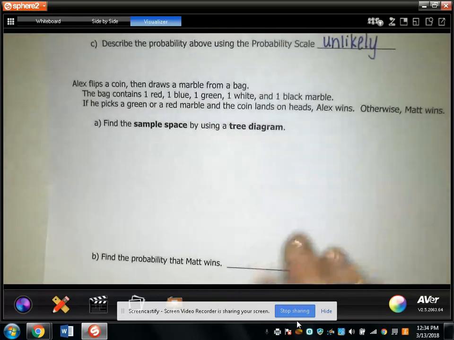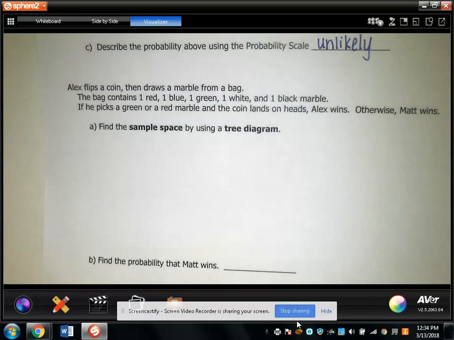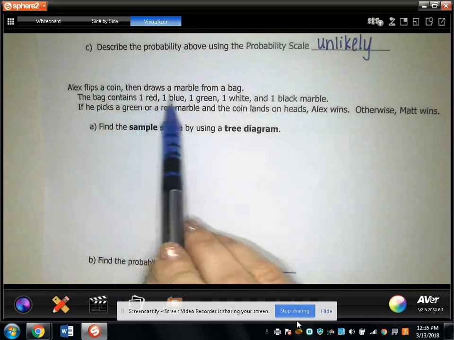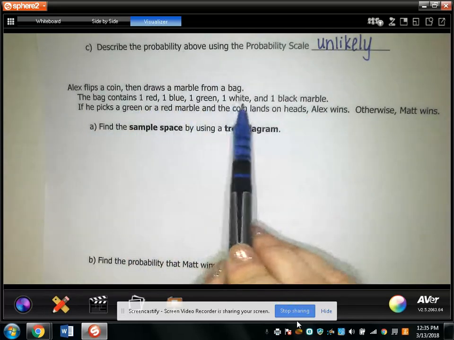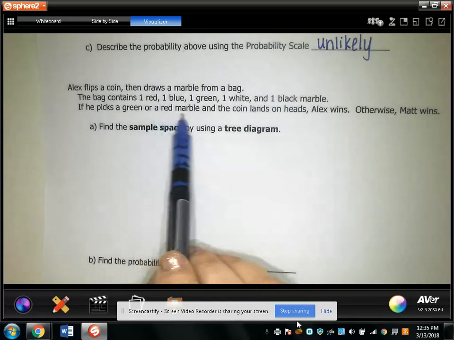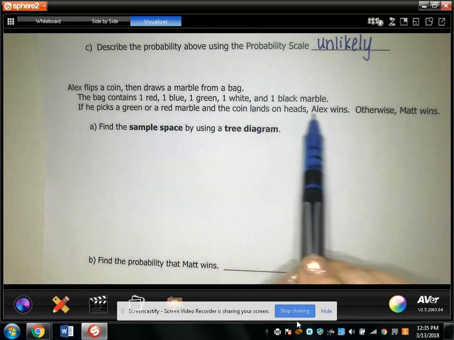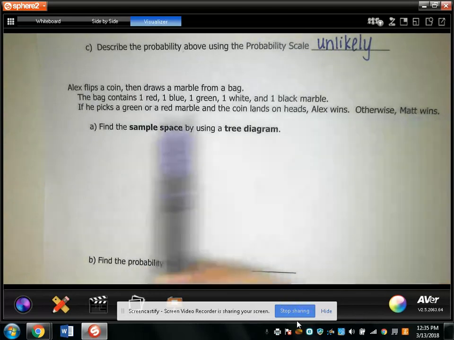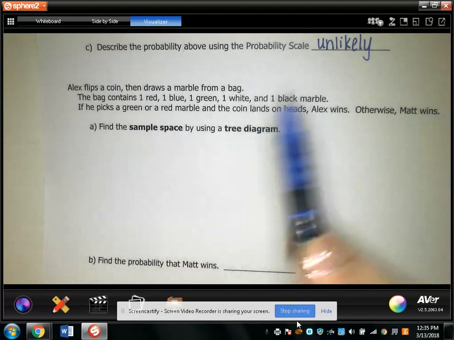All right, next one. Alex flips a coin, then draws a marble from a bag. The bag contains 1 red, 1 blue, 1 green, 1 white, and 1 black marble. If he picks a green or a red marble and the coin lands on heads, Alex wins. Otherwise, Matt wins. Find the sample space by using a tree diagram.